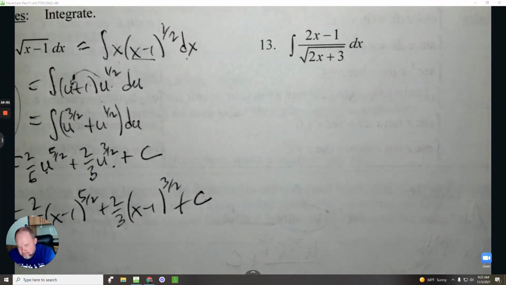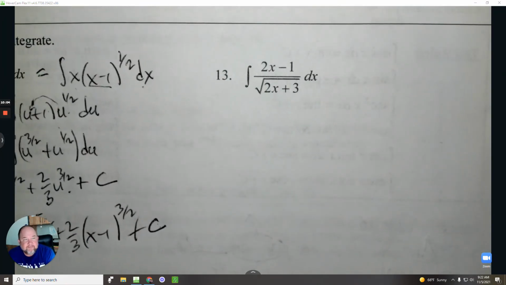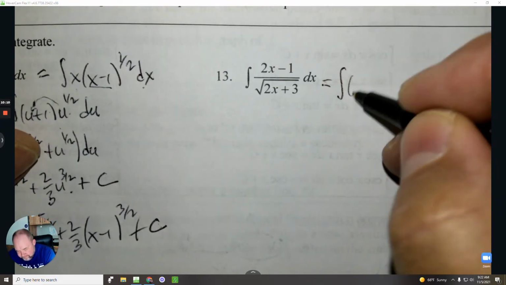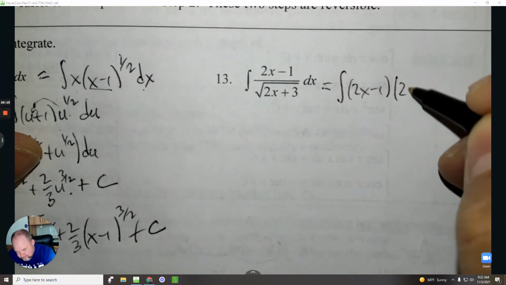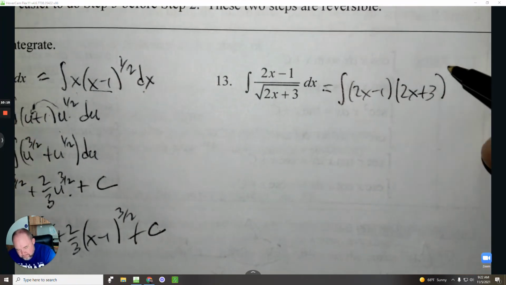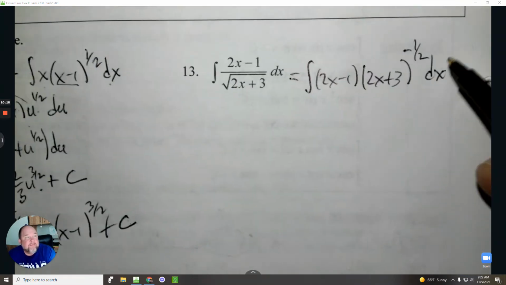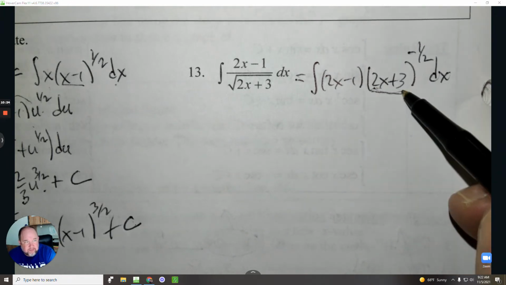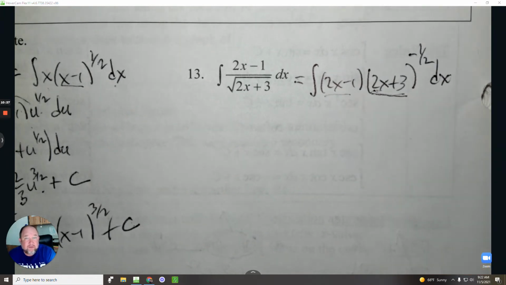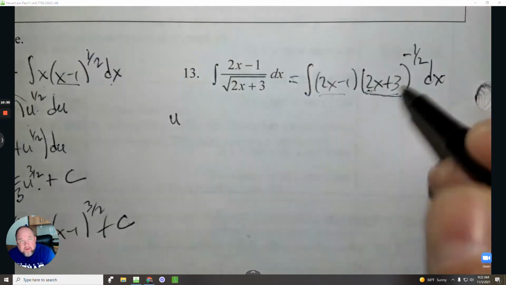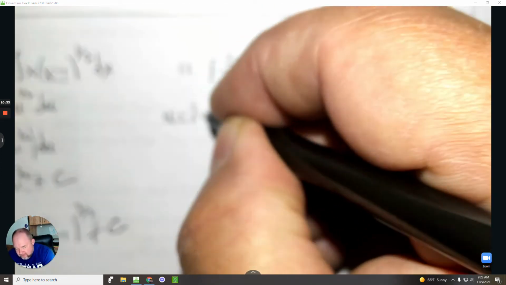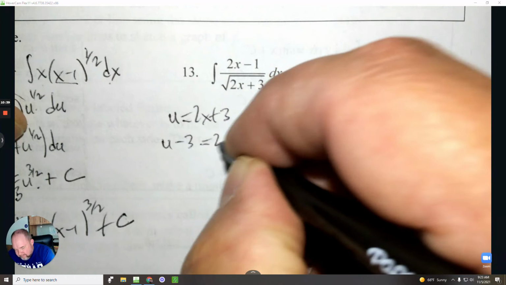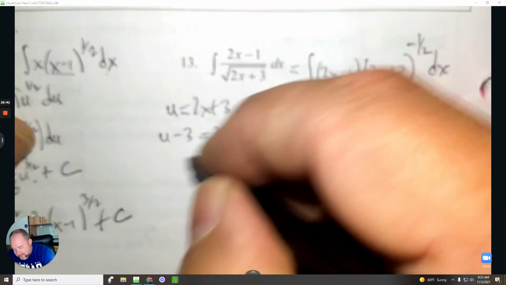Number 13. I'm going to write it calculus friendly. After I write it calculus friendly, the derivative of 2x plus 3 is 2. That's unlike. That's why it's a U substitution. So we're going to let u equal what's inside the parentheses, which is 2x plus 3. We're then going to solve for x. So I'm going to subtract 3, and then I'm going to divide everything by 2.